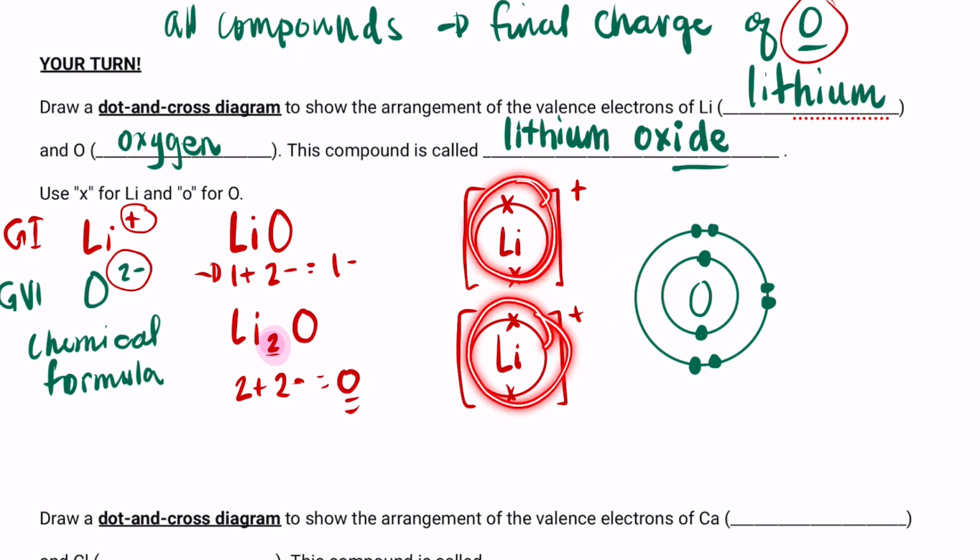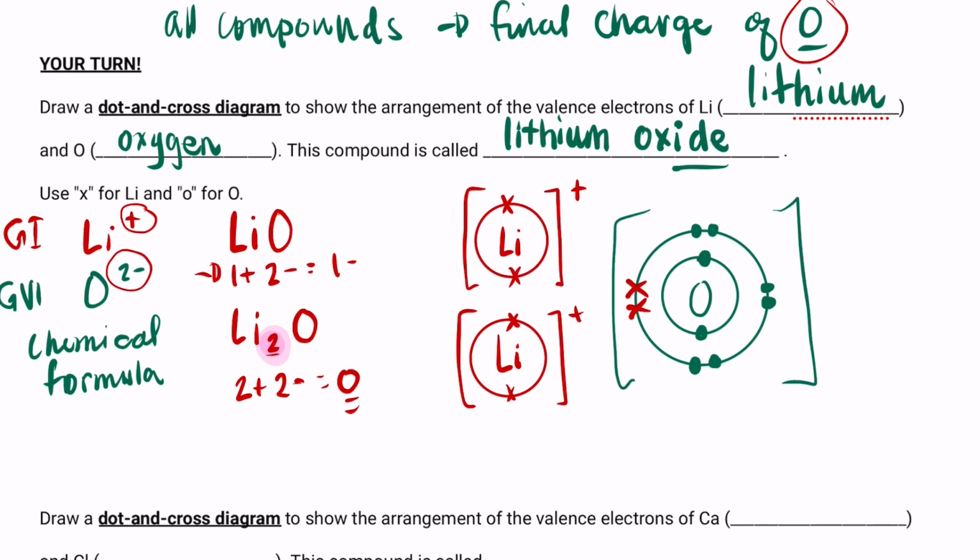From the 2 lithium atoms. So now, we put the X there. And the final charge of oxygen, since it has 2 extra electrons, is 2 minus. Now, this is the reason why we use dot cross, so that we know that these two electrons came from these two lithium atoms. So that is how to draw the dot cross for lithium oxide.